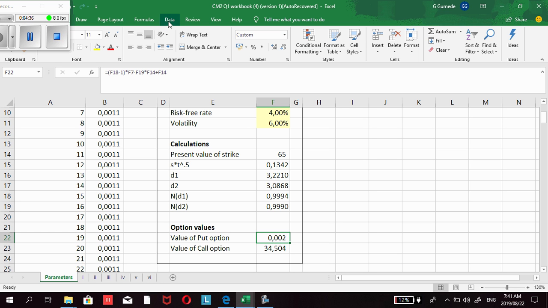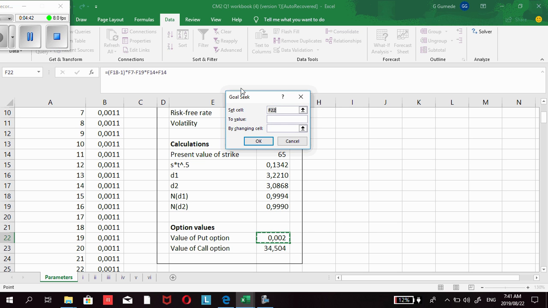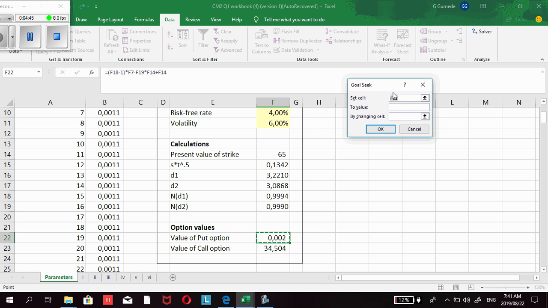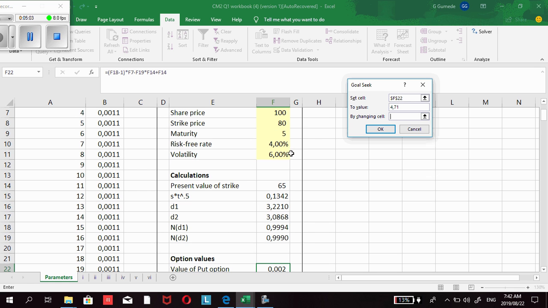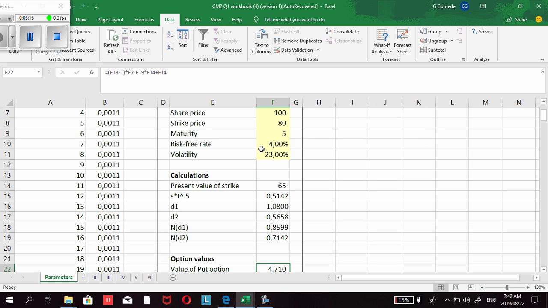So I come to data, then I go to what-if analysis, then I say goal seek. I want to set this cell here, which is the value of the put option, to be equal to 4.71. And I want to change, my unknown is this term here, the volatility. And I'm going to press OK. I'm going to press OK here so that my answer will remain on my screen. And there I see my volatility of 23%.